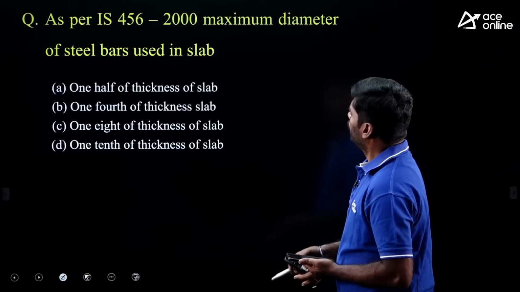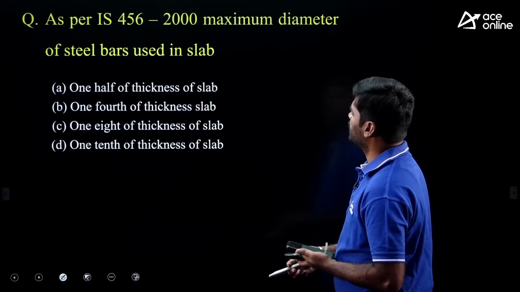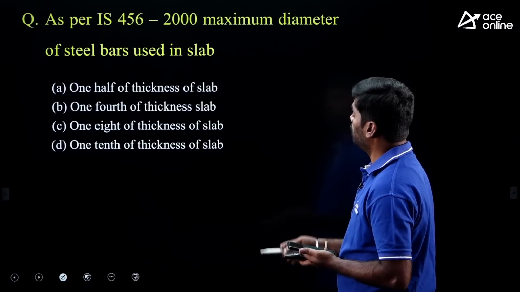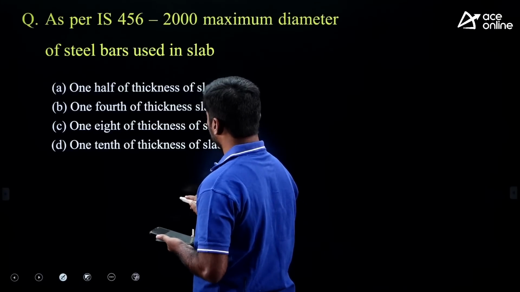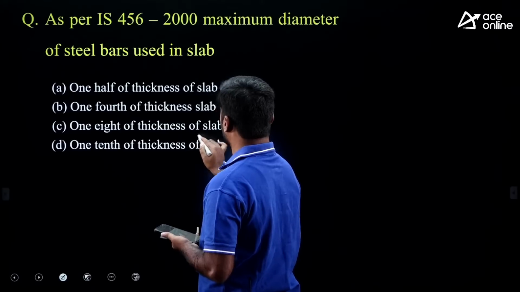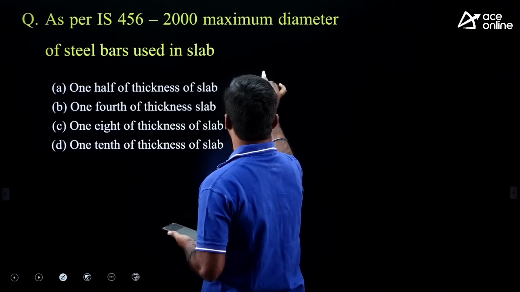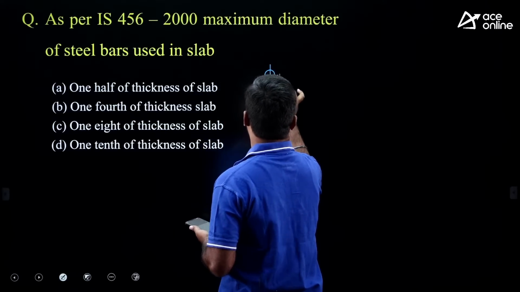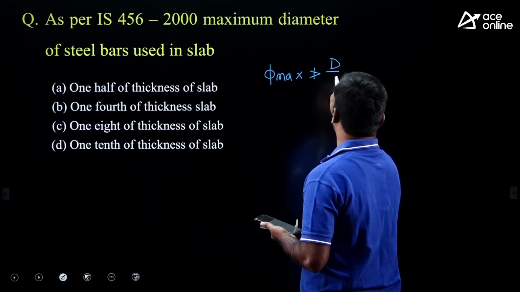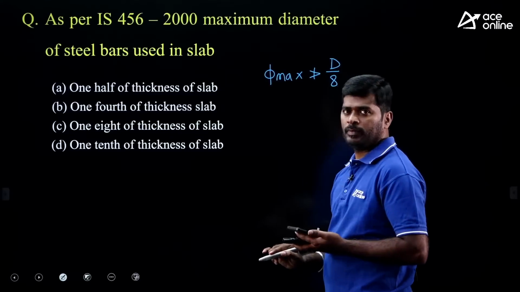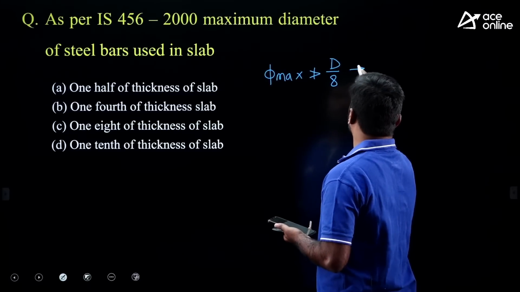Here, maximum diameter of steel bar used in slab, my dear, it is 1/8 of overall thickness of the slab. In slabs, maximum diameter should not be more than 1/8 of overall thickness of the slab. In slabs.